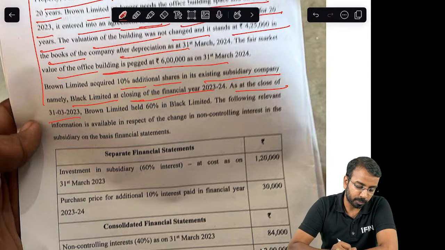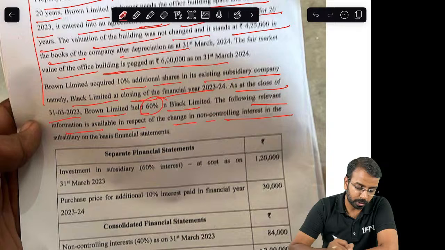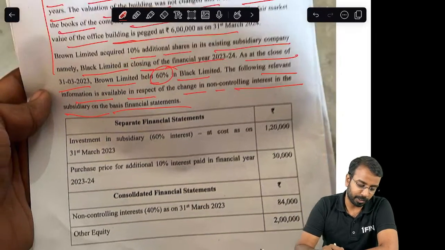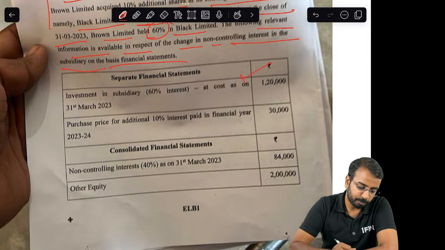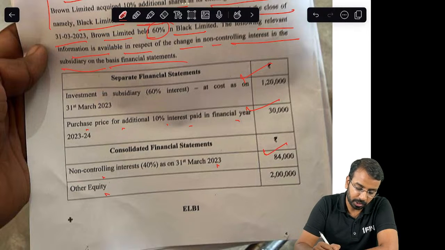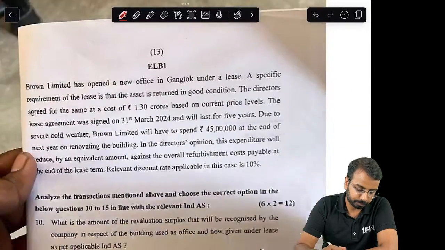At the close of 31st March, Brown Limited held 60% in Black Limited. Following relevant information is available in respect of change in non-controlling interest in the subsidiary on the basis of financial statement. Investment in subsidiary at cost, purchase price for additional 10% paid 30,000, NCI 40% is 84,000, other equity 2 lakhs.